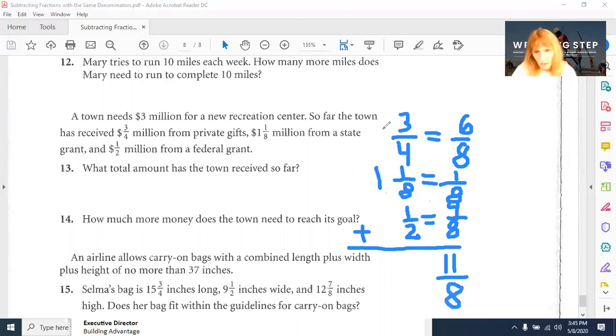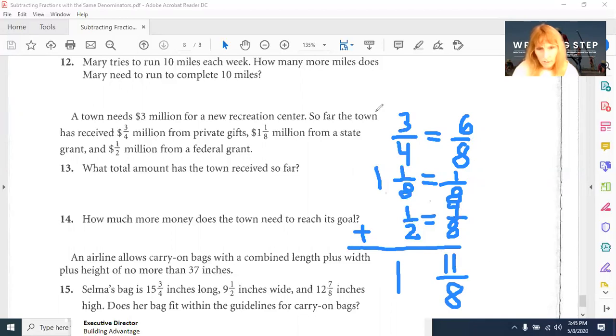11/8. And then we add our whole numbers. We have a 1. But now look what happened. We came up with 11 on the top and 8 on the bottom. Well, the top number now is bigger than the bottom number, so our fraction is improper. So we have to change it over to a mixed number.